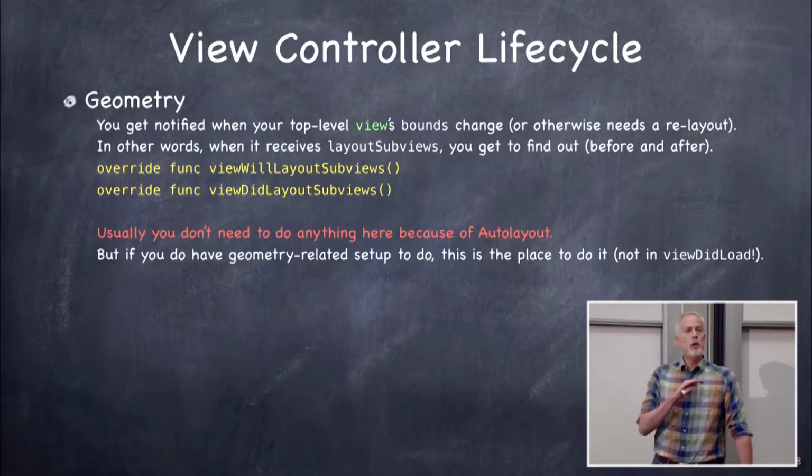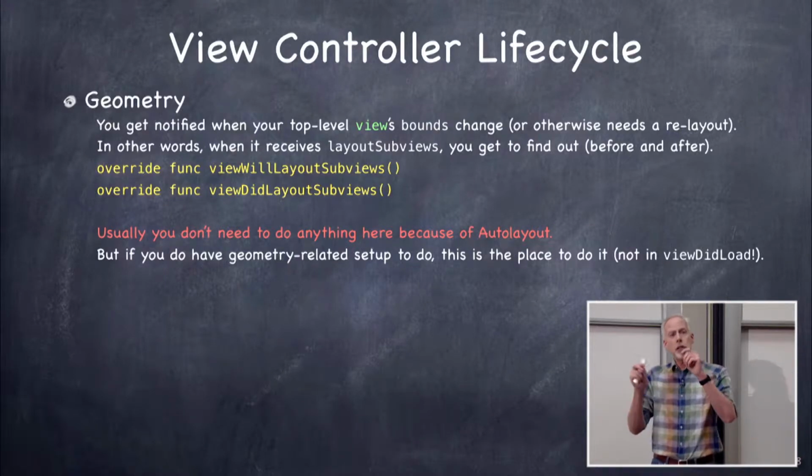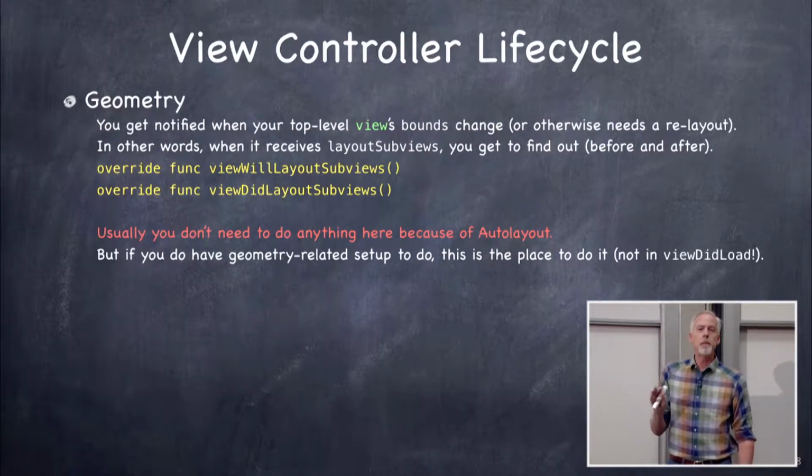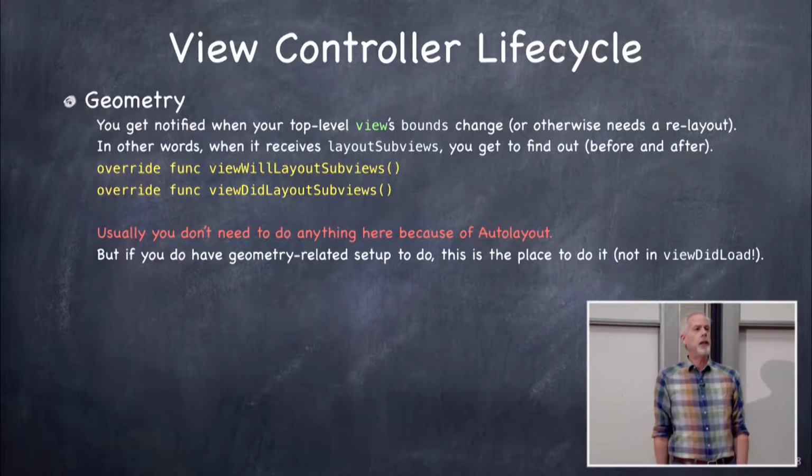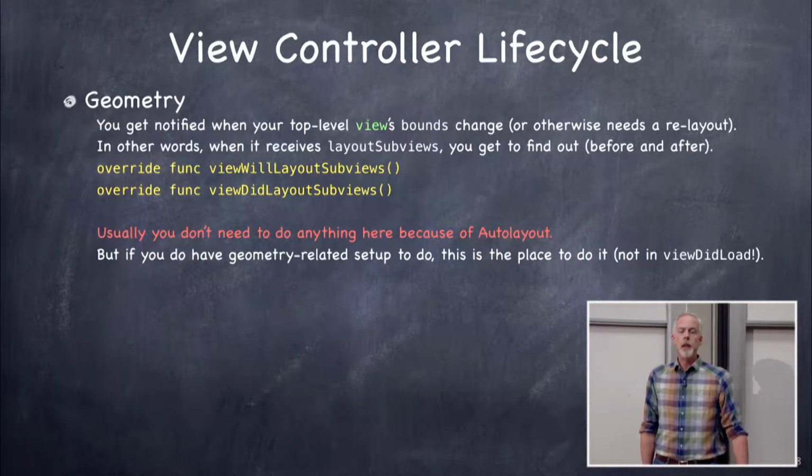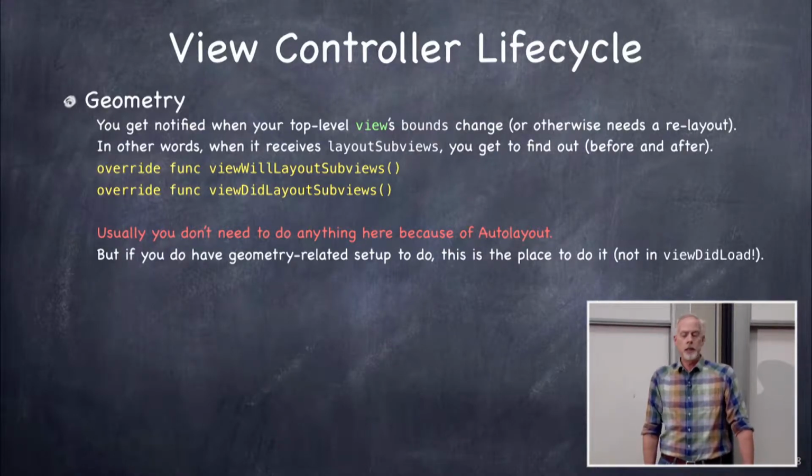Now, usually you don't need to implement these methods. Why? Because you use auto layout, right? All that control dragging, pinning things to the edges, keeping things in the center, fixing aspect ratios, all that business. You're doing that. And that is automatically being invoked in the layoutSubviews of your top level view. So you don't actually need to do anything in your controller. Okay? But if you do feel like you need to do something in your controller, this is definitely the place to do it.